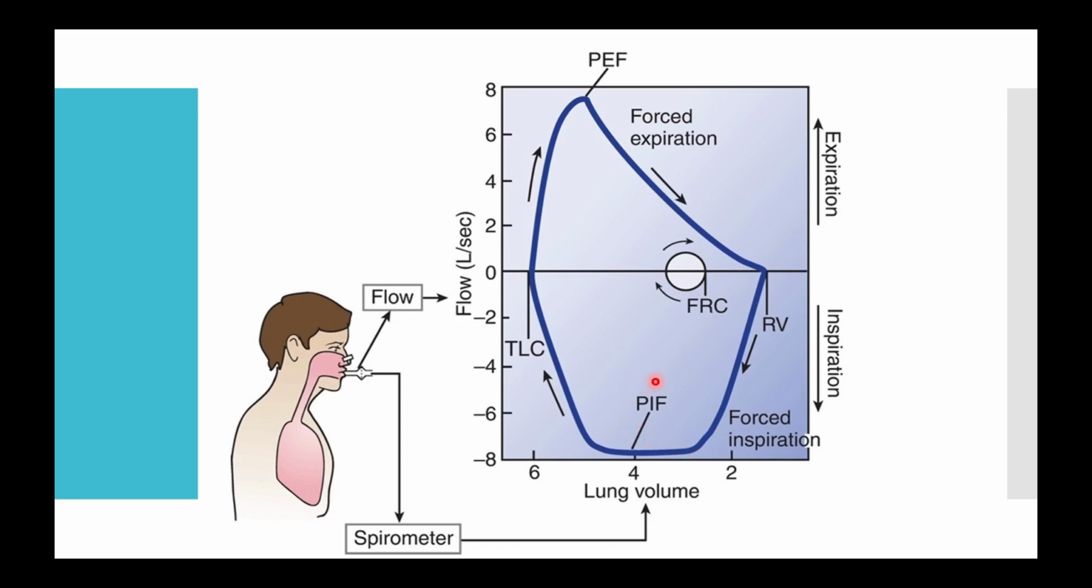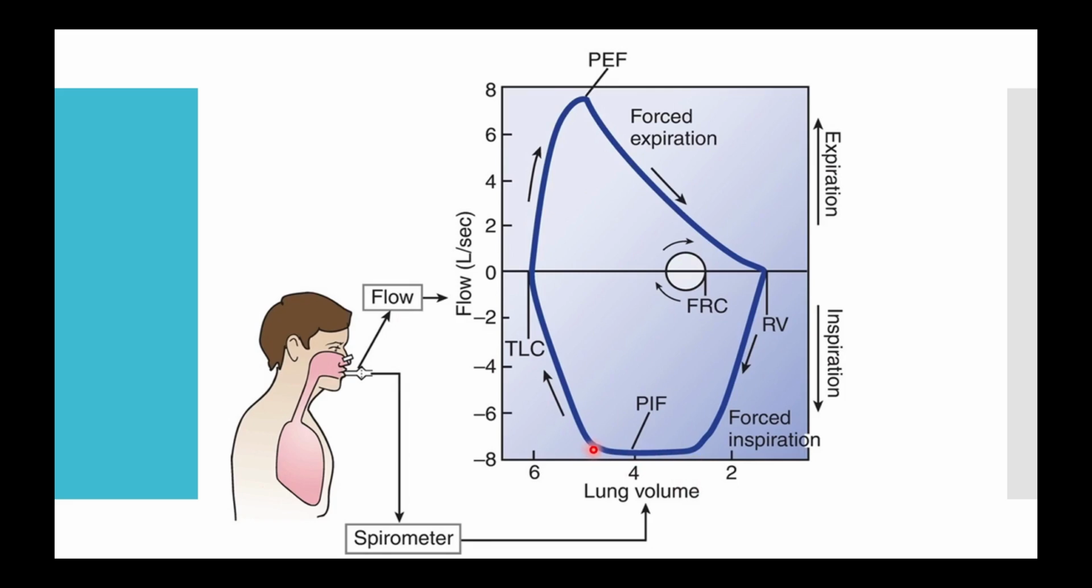the PIF. Once we reach the PIF, this is the peak, and the line becomes flat. This flattening of the line doesn't indicate that we're not increasing the lung volume anymore, but it means that the flow of inspiration is now constant. So as we can see here, the volume of the lung is still increasing, but the flow is constant.